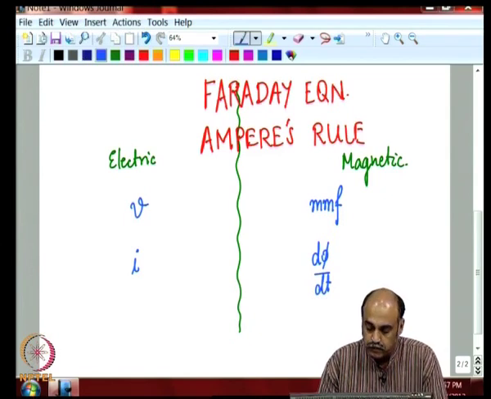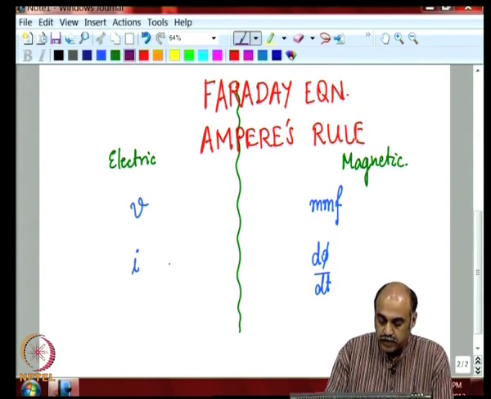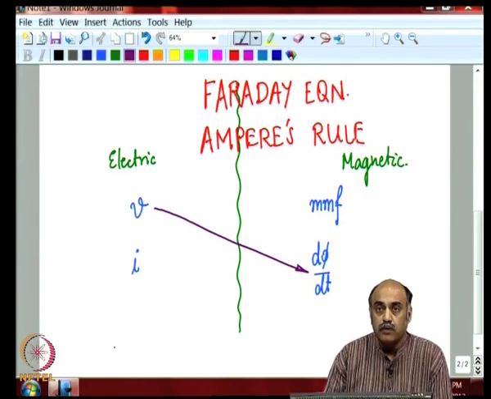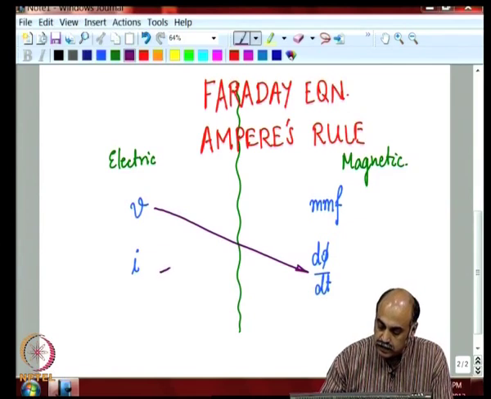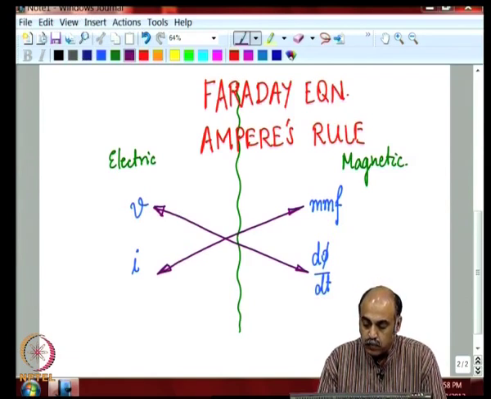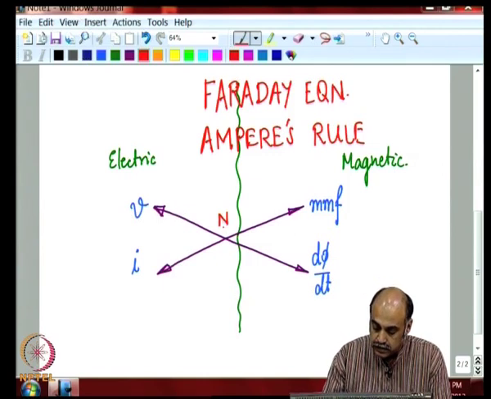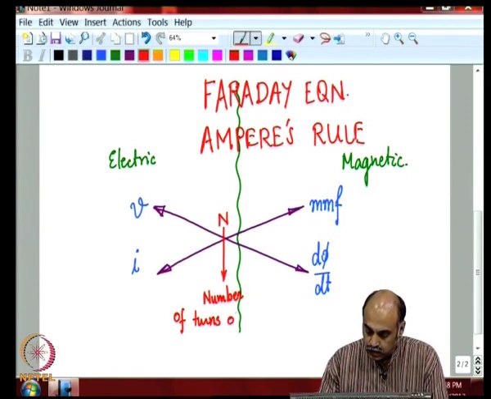So, now how are these variables related? The linking is between the cross variables. The potential variable on the electrical side is linked to the flow variable on the magnetic side. The flow variable on the electric side is linked with the potential variable on the magnetic side, and both these linkings happen with the parameter N. And what is this N? N is nothing but the number of turns of the winding.